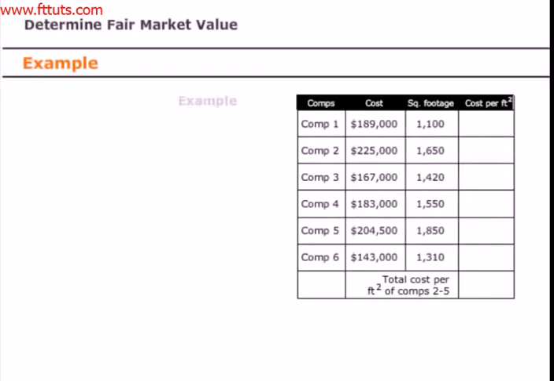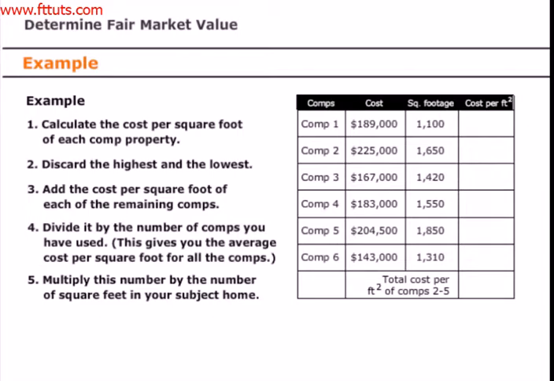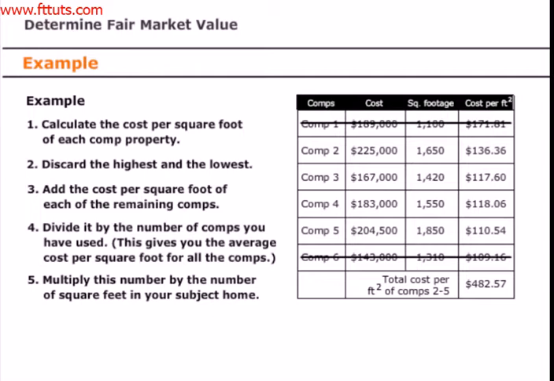Let's go through an example of how this would work. Let's say I have received the 6 comps shown in this table for my target property. The first thing I do is divide the price of each comp by its square footage and put the price per square foot for each comp property in the right column of the table. Now, notice that comp 1 has the highest cost per square foot and comp 6 has the lowest, so I will not include those when I add the cost per square foot for the other 4 properties. When I divide that total by 4, the number of comps remaining, I get the average cost per square foot.